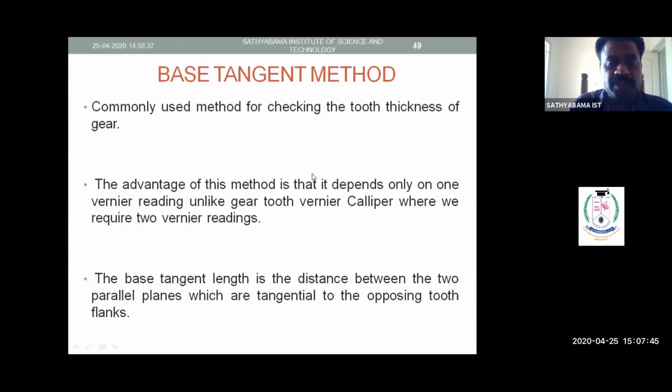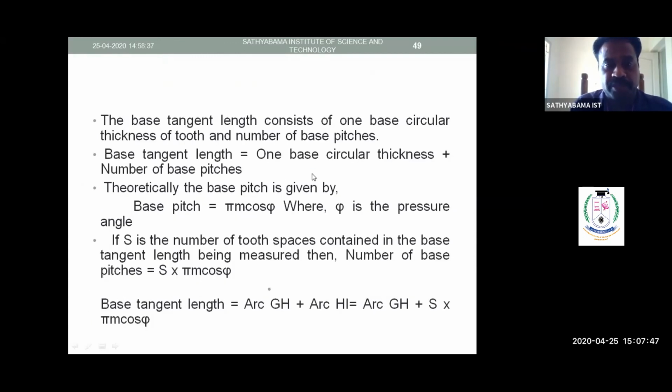The second method is called the base tangent method. What is this base tangent method? Here the base tangent length consists of one base circle thickness and a number of base pitches. Base tangent length is nothing but one base circle thickness plus the number of base pitches. Theoretically, base pitch is pi m, where pi m means circular pitch, times cos phi, where phi is the pressure angle.